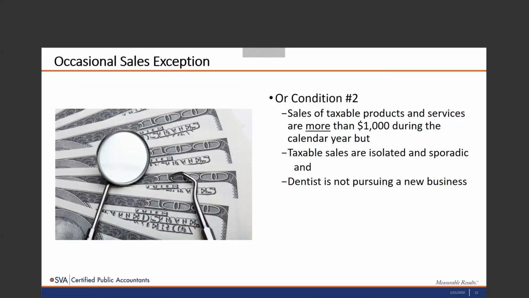And then the part about a dentist not pursuing a new business, that's really a facts and circumstances test. If the dentist is every once in a while selling some used equipment, that's no big deal. If they're getting to the point where they're regularly selling used equipment, or new equipment even, out of their practice, then it might look to the state of Wisconsin like you're trying to start a new business in dental equipment sales, and this occasional sales exception might not apply in that case. But for the right practice that isn't selling much that's taxable, this occasional sales exception can be a real powerful way to get out of having to comply with any of the sales tax rules and reporting requirements.